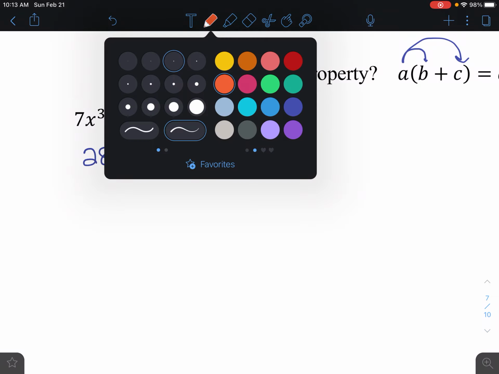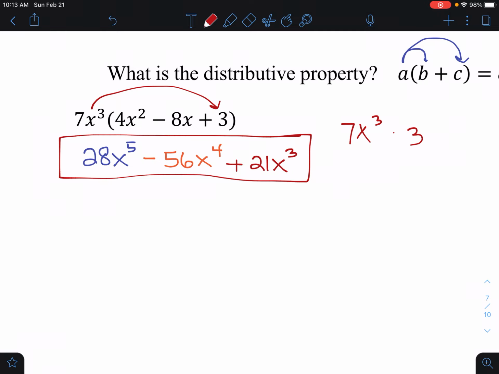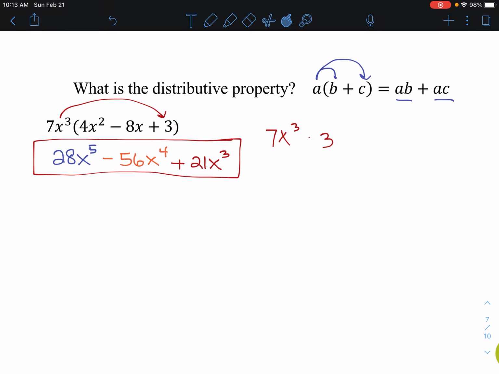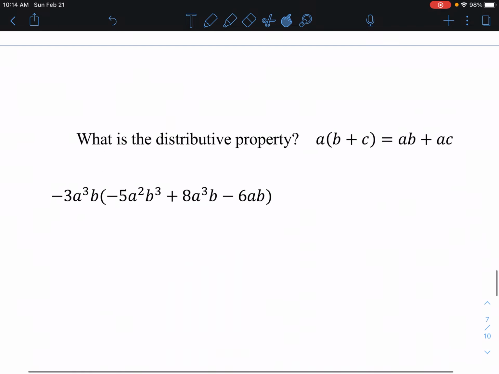Now you want to make sure your answer is in standard form. Okay, I've got a degree of 5, 4, and 3, so yeah. Okay, so that means my answer is right here. 28x to the fifth minus 56x to the fourth plus 21x to the third. Okay, that's how you multiply a monomial times a polynomial. Let's try another one, kind of make sure we're okay.